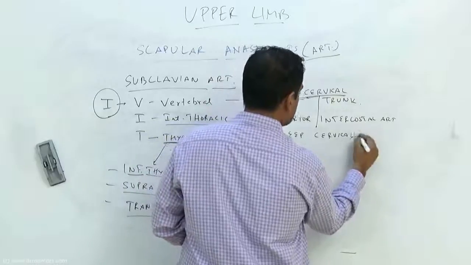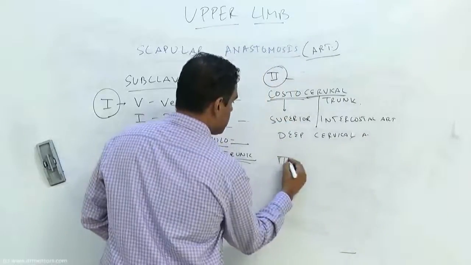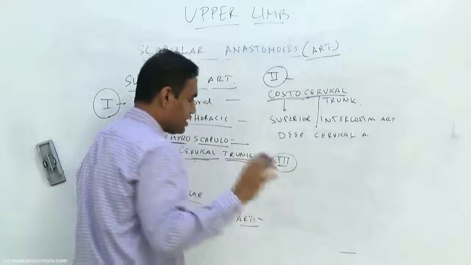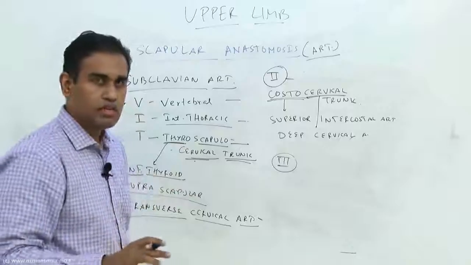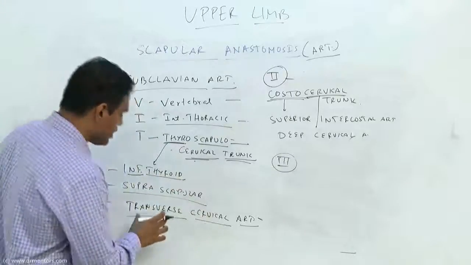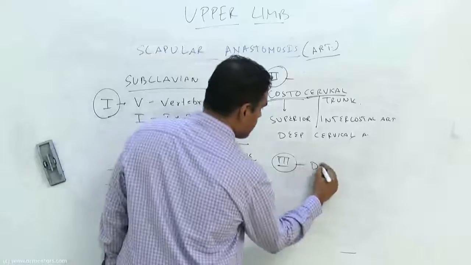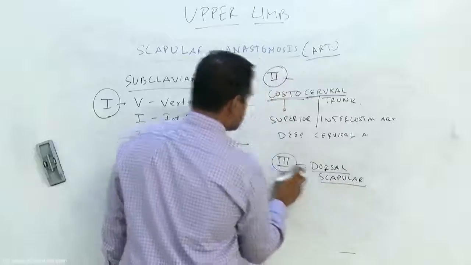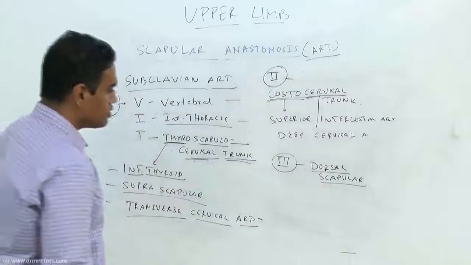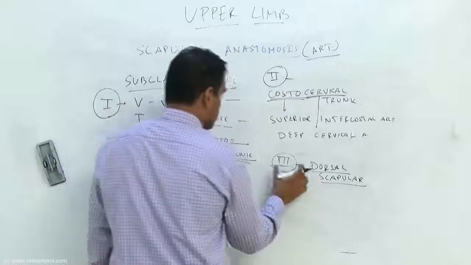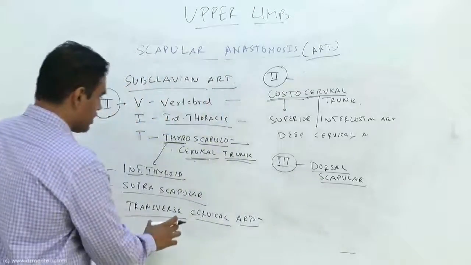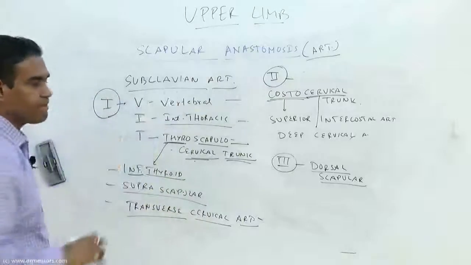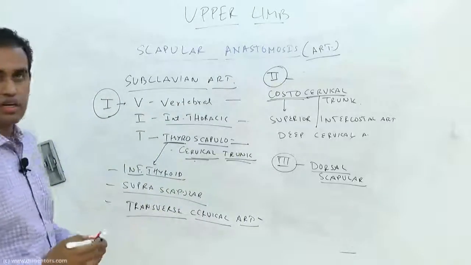Deep cervical artery. While from the third part of subclavian artery, we only have one branch, and that branch only when it is not coming from the transverse cervical, that is our dorsal scapular. So dorsal scapular can either arise from the third part of subclavian artery, and if it is not arising from here, then it will arise from the transverse cervical artery, which is actually a branch from the first part of subclavian artery. So these are the branches of subclavian artery.